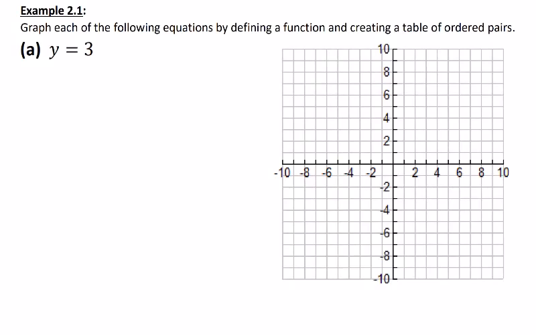Example 2.1 is all about creating a library of parent functions. Essentially, a parent function is a basic shape that we can create in the Cartesian coordinate plane. What's going to govern that is different equations. There are different operations that we can do to numbers, and that will create various shapes or parent functions that we're going to use to study pretty much the rest of the course.